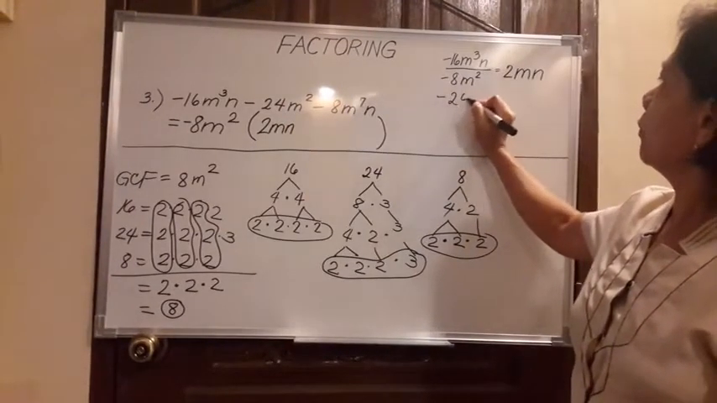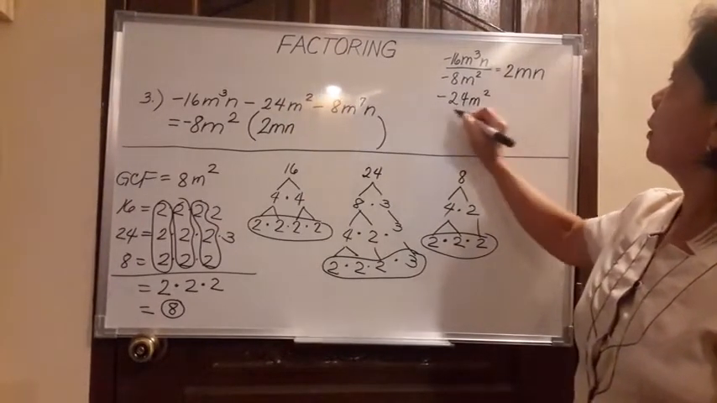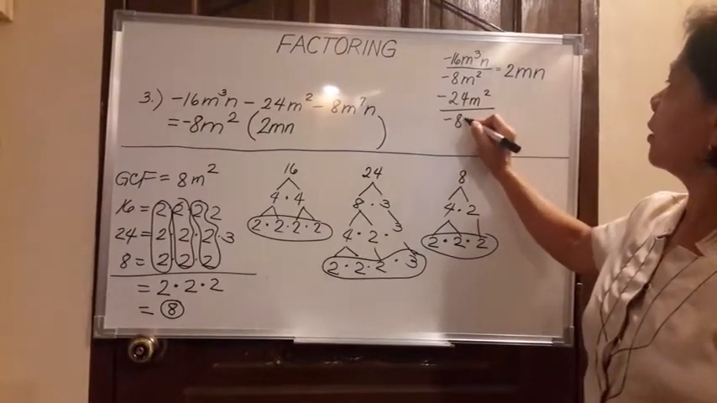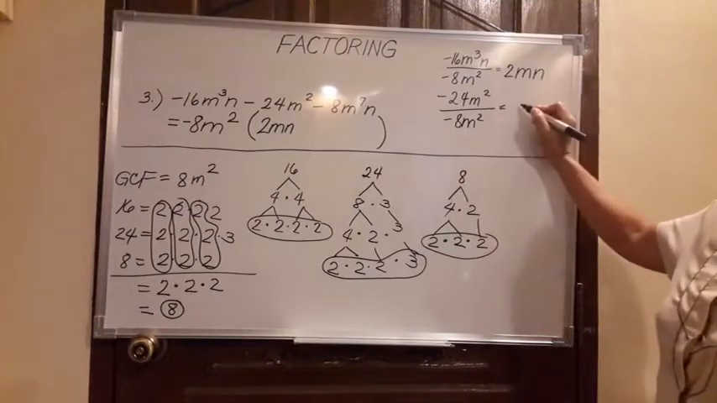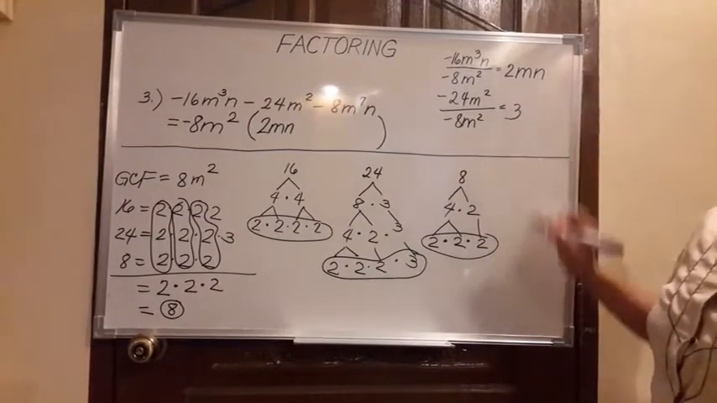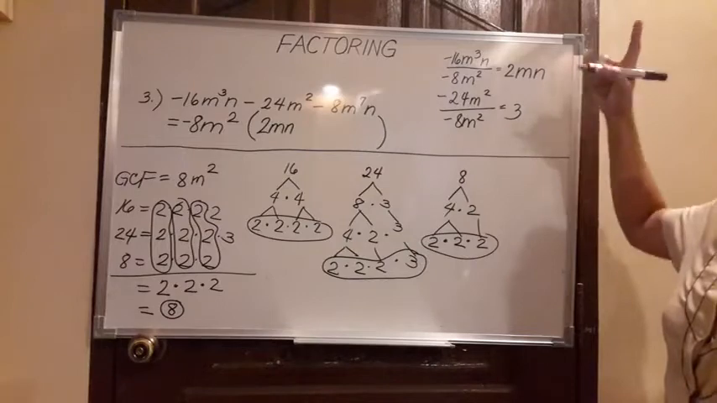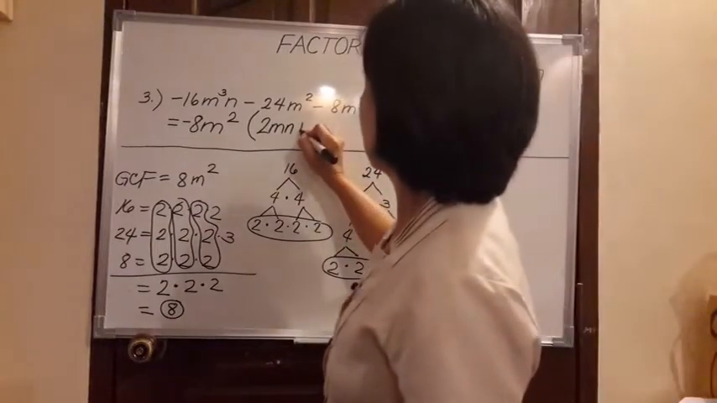Okay, next term. Negative 24m squared divided by negative 8m squared. Negative 24 divided by negative 8 is positive 3. Okay. Then m squared divided by m squared is 1. So that is positive 3.